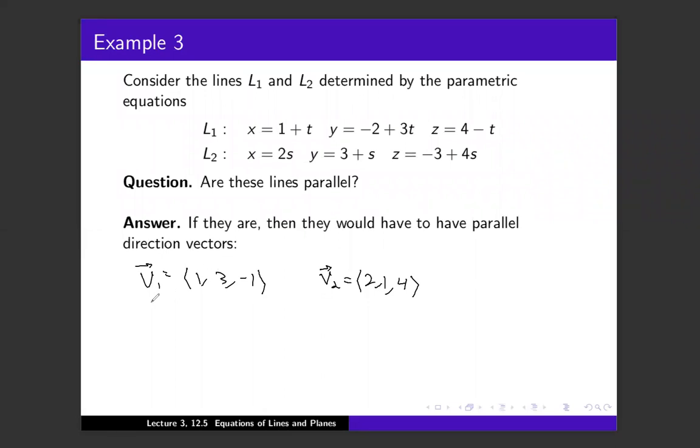Now, the direction vector for the first of these lines is 1, 3, -1, coming from the coefficients for t. And for the second line, it's going to be 2, 1, 4, the coefficients for L2. So what does that give us? Are those things parallel? No, they're not. They're not parallel because they're not scalar multiples.